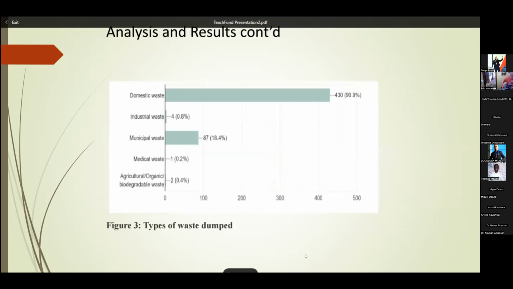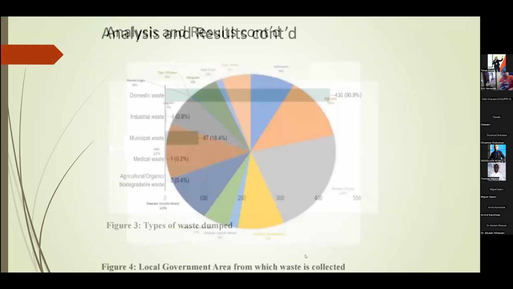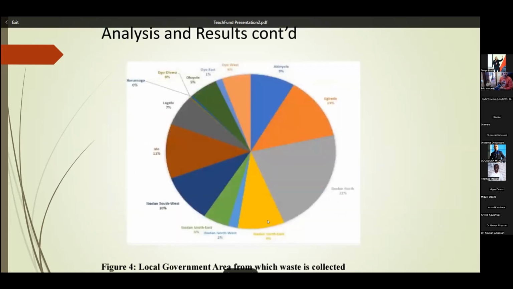Now, these are the types of waste dumped at Awoton dump sites. And then these are the local government areas from which waste is moved. Okay, so it's a big, I mean, we have several of those local governments in Ibadan, and so I'm sure you won't be able to see them clearly. But these are the local government areas from which waste is collected.